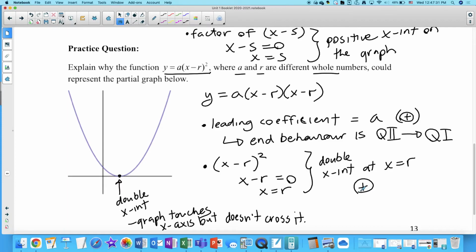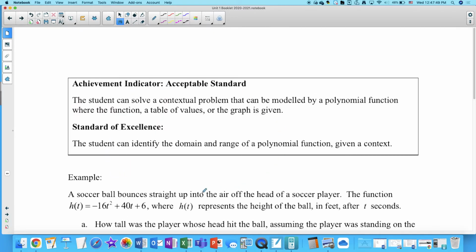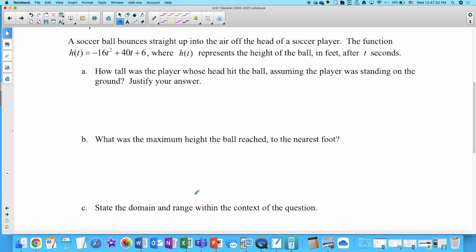Okay? All right, so we're going to finish off today with an application question, and then we'll pick this up again tomorrow. Okay, so here we go. A soccer ball bounces straight up into the air off the head of a soccer player. The function h of t equals negative 16t squared plus 40t plus 6, where h of t represents the height of the ball in feet after t seconds. Okay. First question, how tall was the player whose head hit the ball, assuming the player was standing on the ground? Justify your answer.